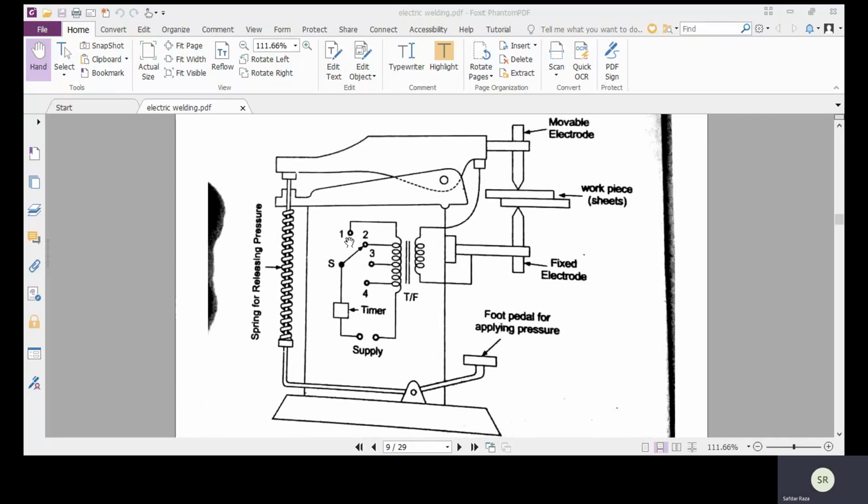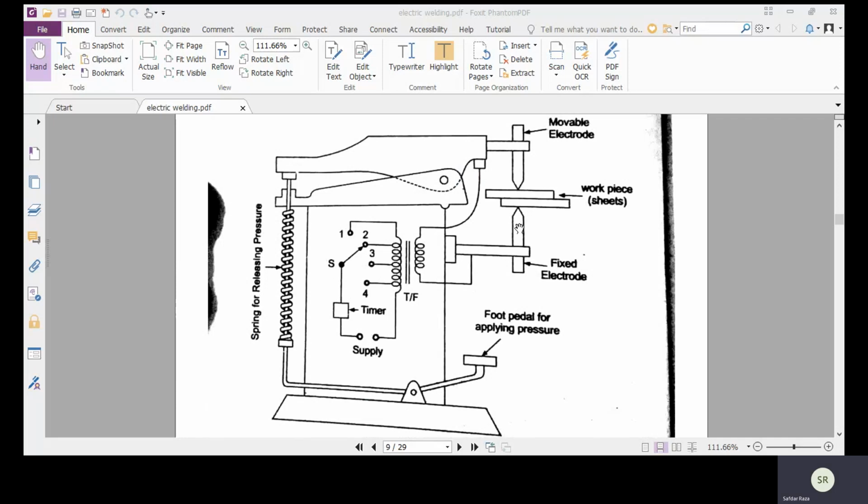The secondary is connected to the two electrodes, via this wire to the movable electrode, and by this wire to the fixed electrode. And these electrodes are made of copper and bronze and are cooled by water, as we saw in the previous figure.